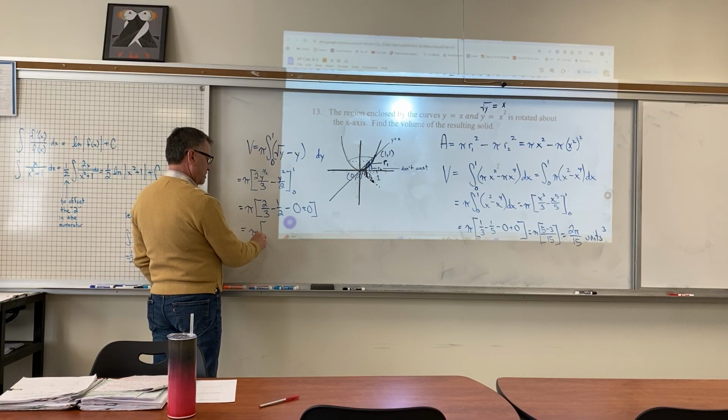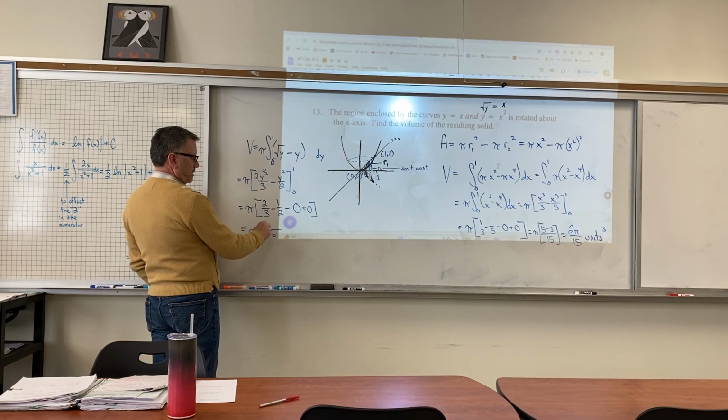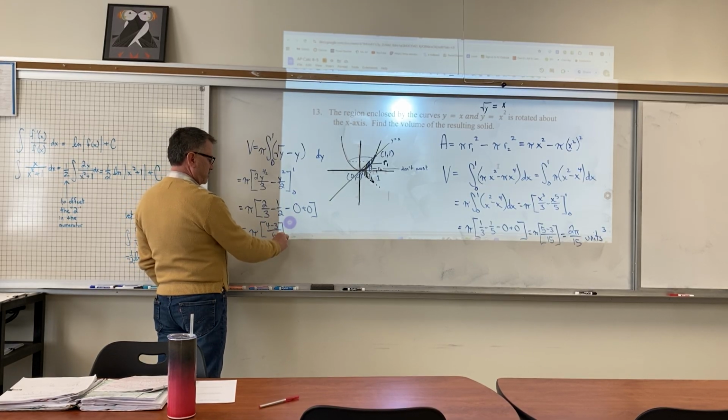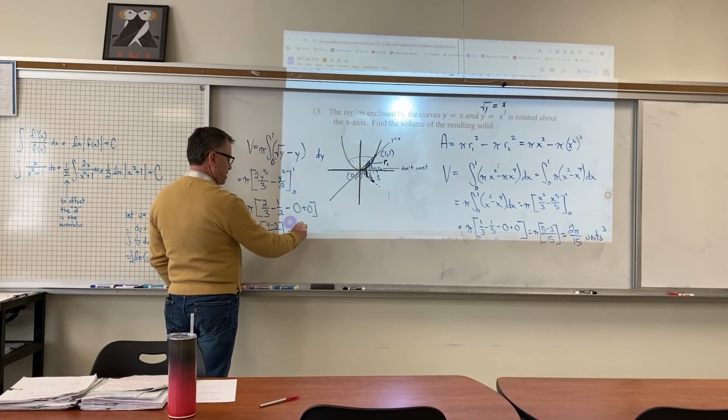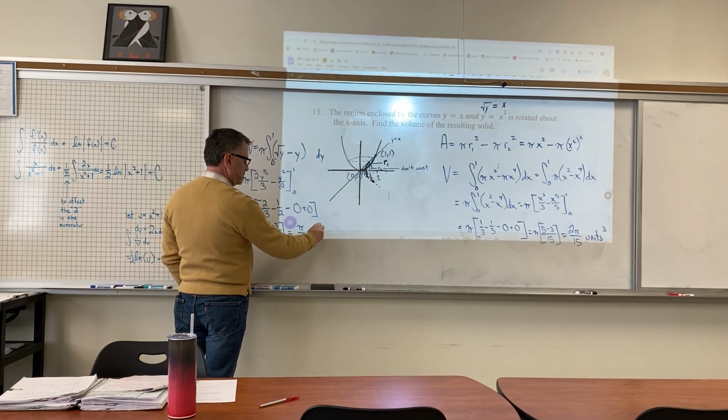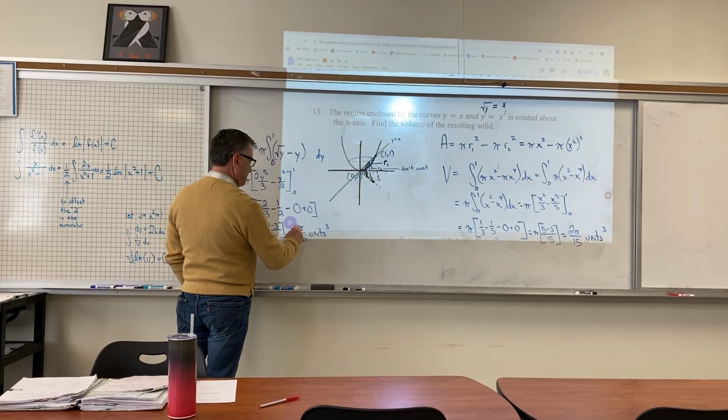So that's pi, probably get a common denominator here, 6. 4 over 6 minus 3 over 6, with the pi out front. You get 1/6? 1 pi over 6.